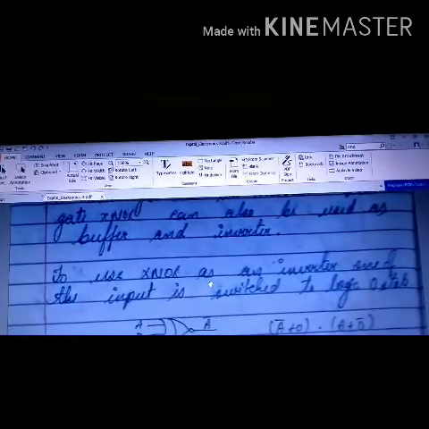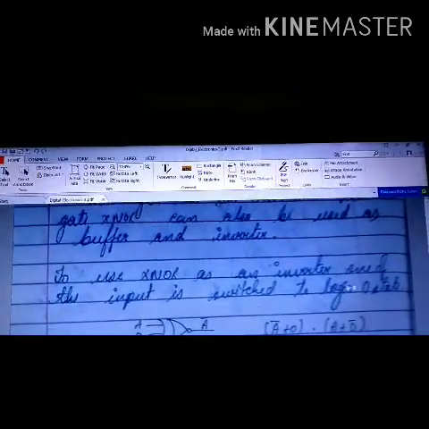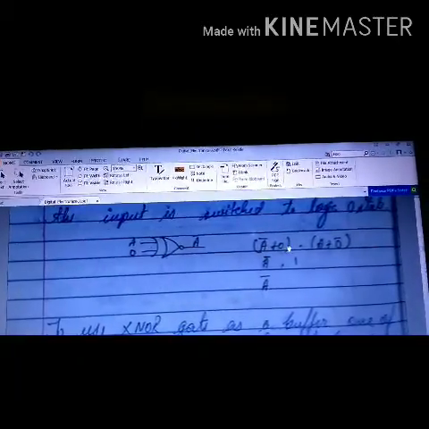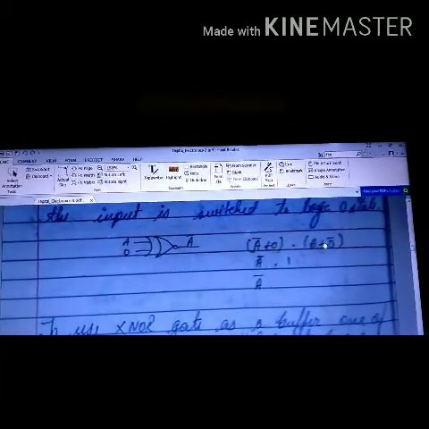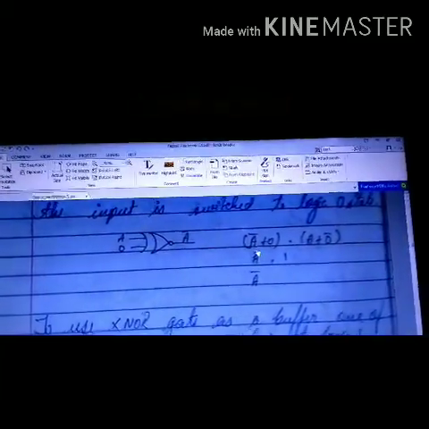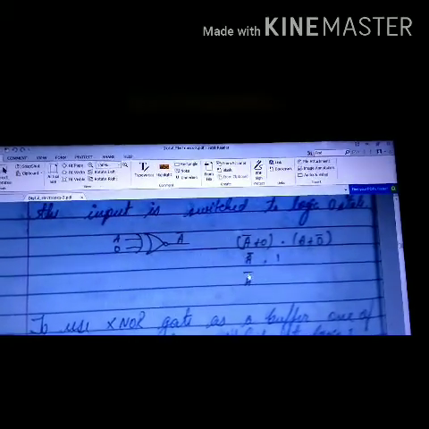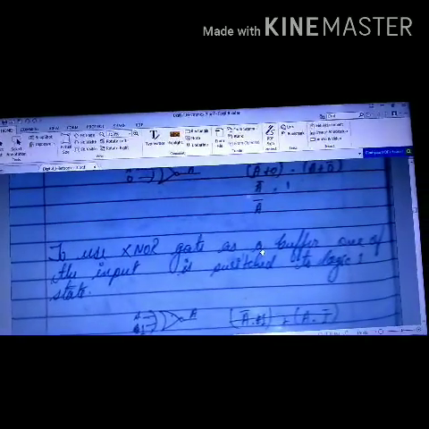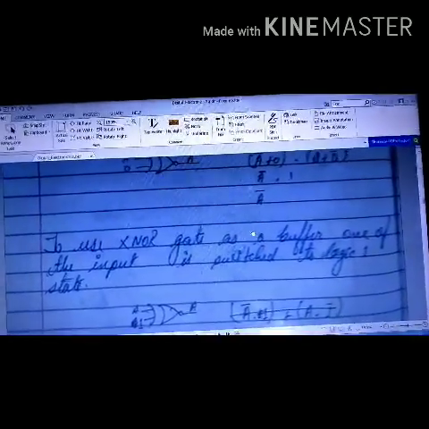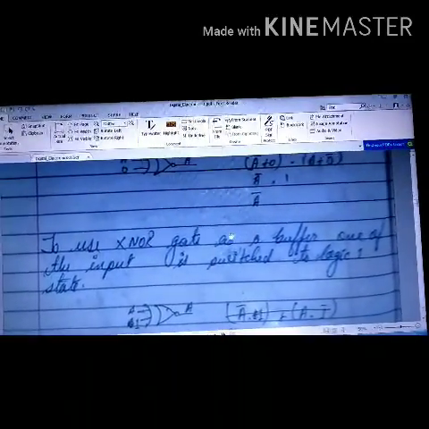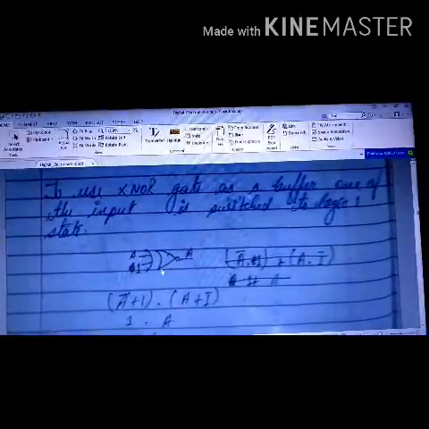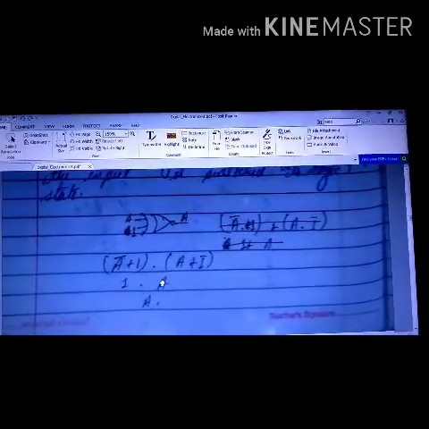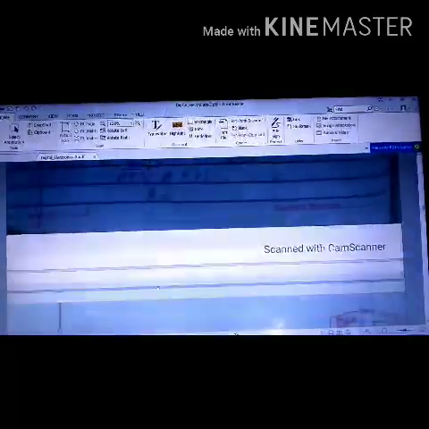To use an XNOR gate as an inverter, one of the inputs is switched to logic state 0. So if I put a 0 here, it will be A bar plus 1 dot A plus 0 bar, so it becomes A bar dot 1, which comes out to be A bar. Use of XNOR gate as a buffer: one of the inputs is switched to logic 1 state. So if I put a 1 here, A bar plus 1 dot A plus 1 whole bar, so it becomes 1 dot A, and it comes out to be A.